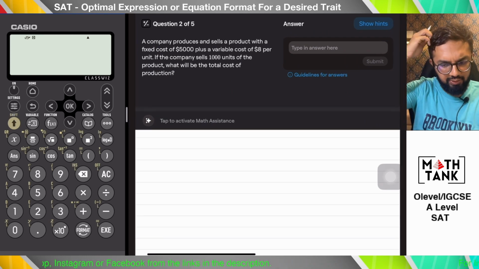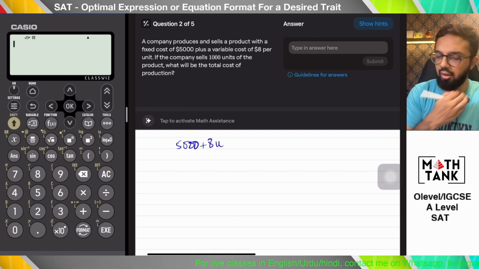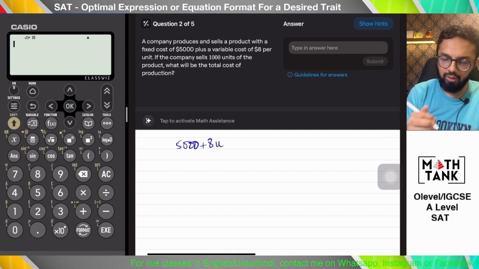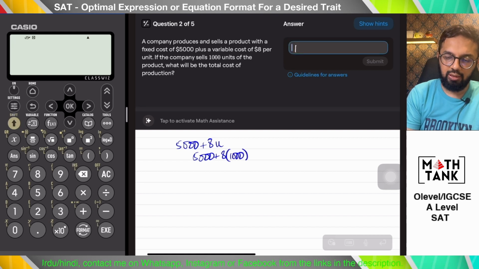Question number two says the company produces and sells with a fixed cost of 5,000 plus a variable cost of 8 per unit. If the company sells 1,000 units of the product, what will be the total cost? That's 13,000.